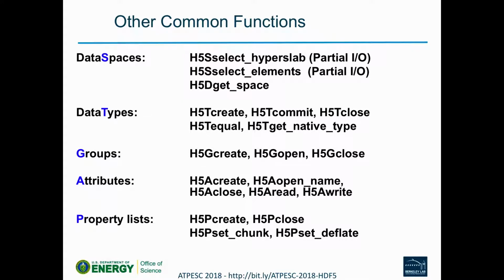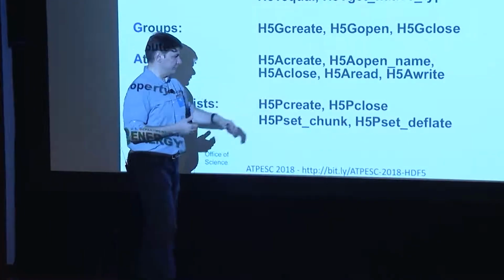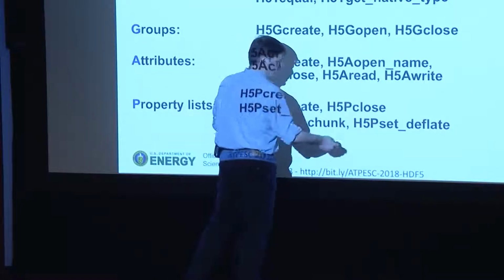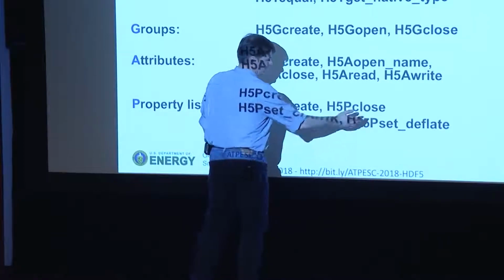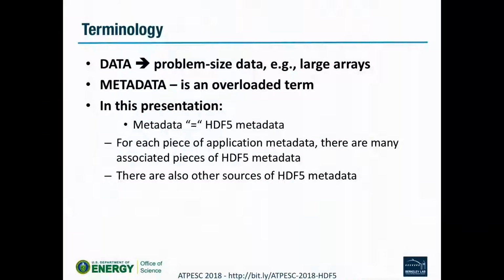Groups, create, open, close. They're just containers that hold links to other things. Attributes, very simple, 4 or 5 API routines will get you through everything. Property lists, these are the most likely ones you're going to deal with, creating and closing them, setting chunking on a data set to define the subsets for storage, and deflate or one of the other compression mechanisms on that data set. Probably your first bunch of HDF5 programming will cover what was on the previous slide and this one. About 20 or 30 API calls will get you pretty far. So that's all fine and fantastic. Now we get into HDF5 in parallel.